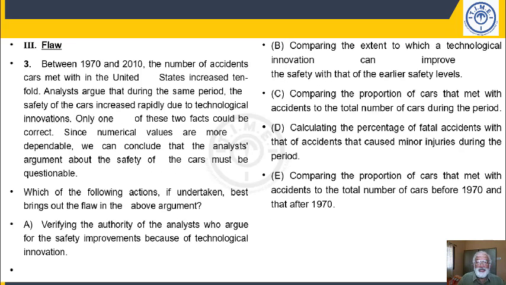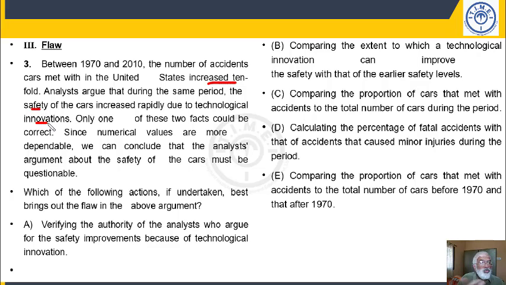So this question is about identifying flaws. Between 1970 and 2010, the number of accidents cars met with in the United States increased tenfold. Analysts argue that during the same period, the safety of cars increased rapidly due to technological innovations. Only one of these two facts could be correct. Since numerical values are more dependable, we can conclude that the analyst's argument about the safety of cars must be questionable. So the argument here is, if there are more accidents, right? If there are more accidents, then you can't say that there are more safety features.